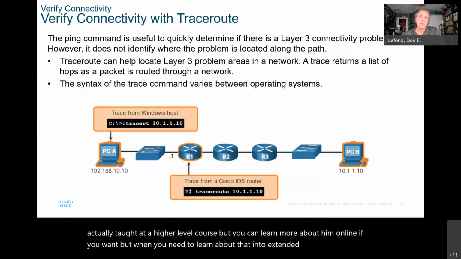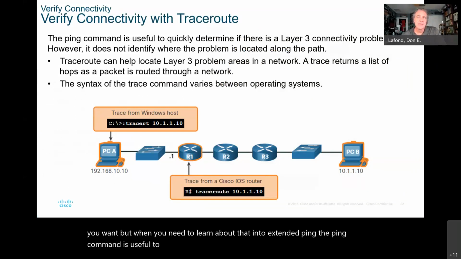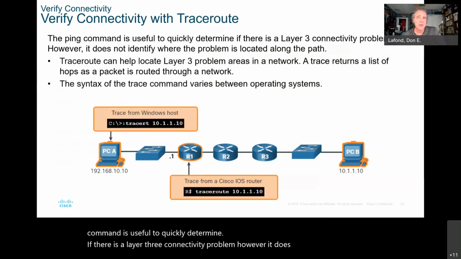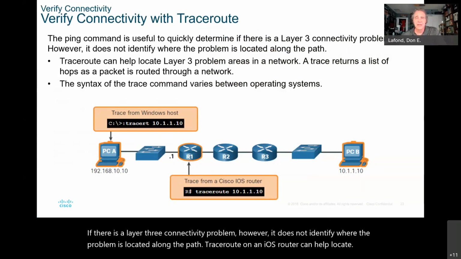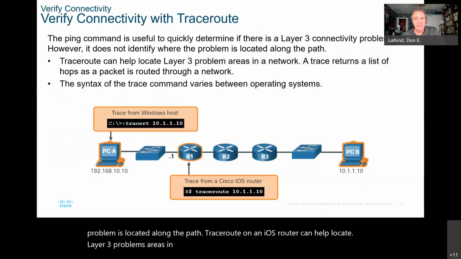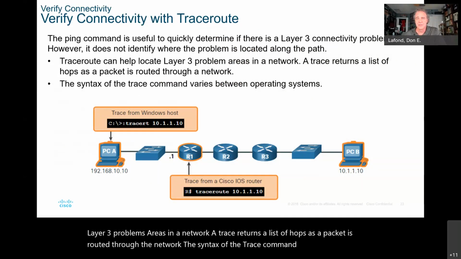The ping command is useful to quickly determine if there is a layer 3 connectivity problem. However, it does not identify where the problem is located along the path. Traceroute on an iOS router can help locate layer 3 problem areas in a network. A trace returns a list of hops as the packet is routed through the network. The syntax of the trace command varies between operating systems.